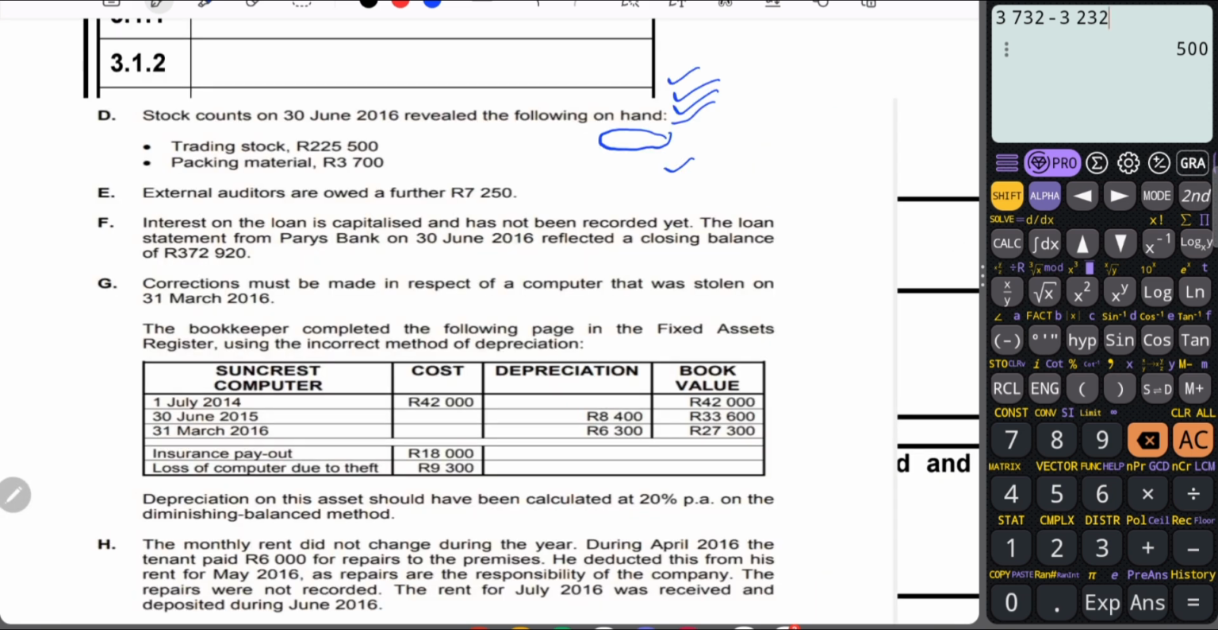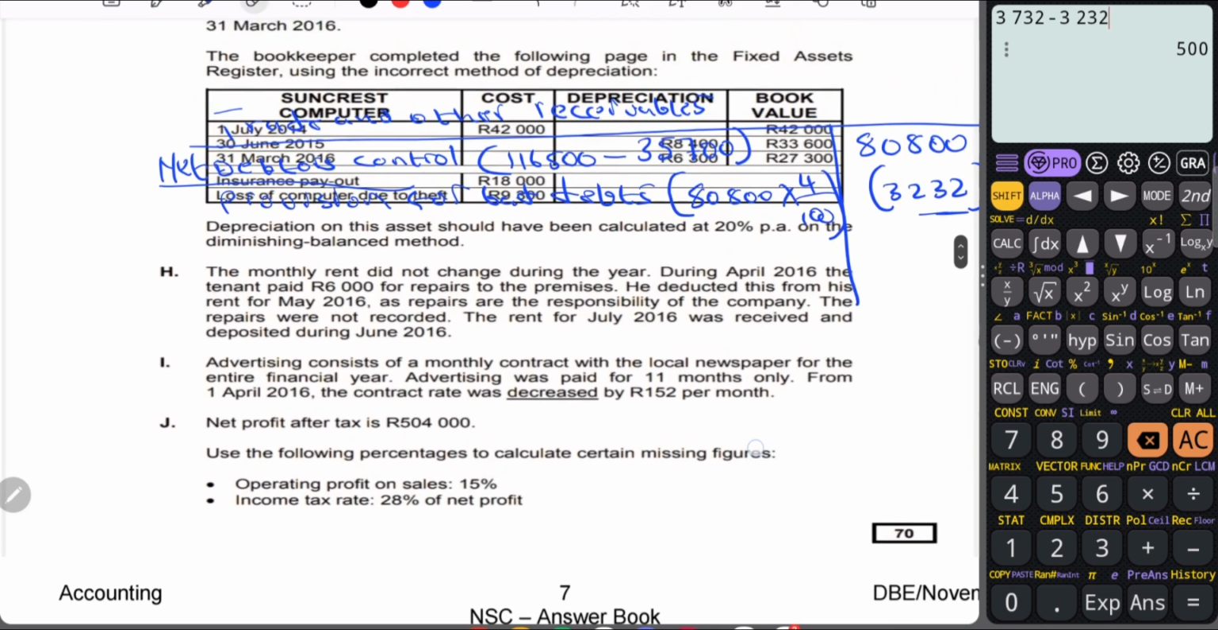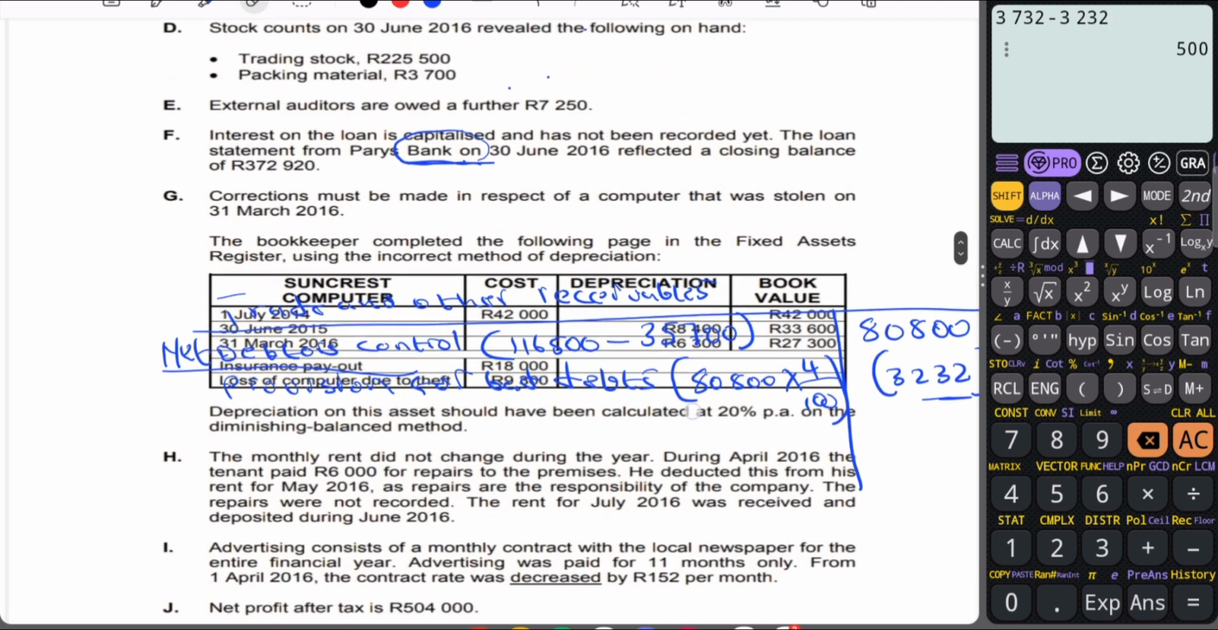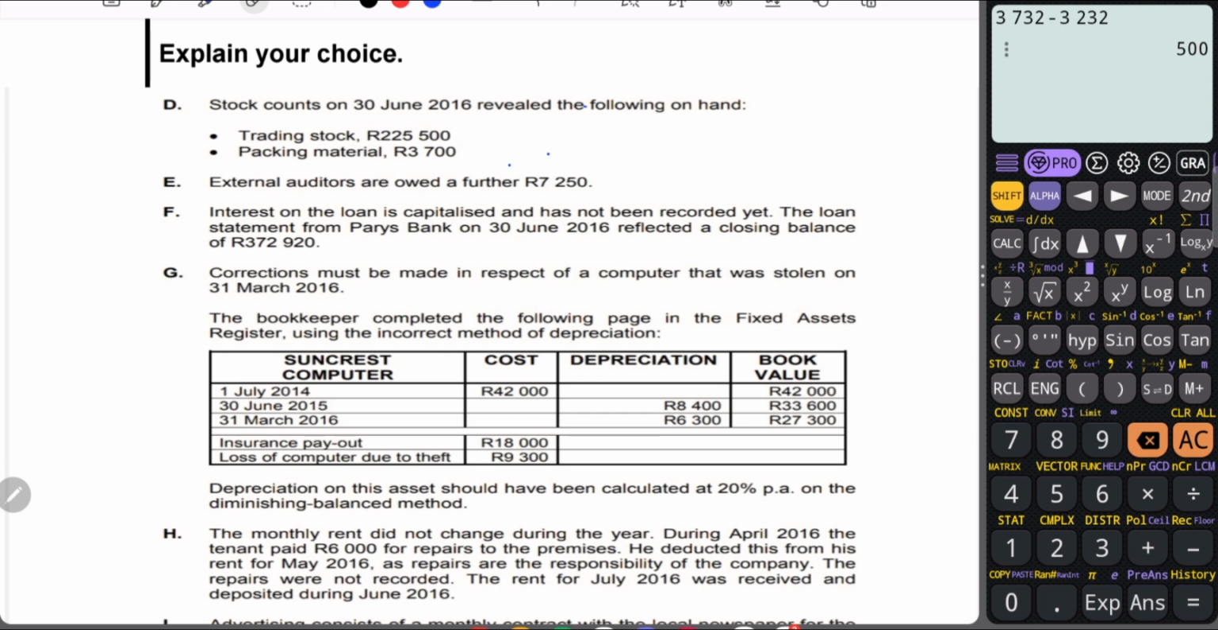All right guys, information number D now. Stock count on 30 June 2016 revealed the following on hand. Trading stock that is on hand is 225,500. Guys, here we are going to calculate trading stock deficit or trading stock surplus.